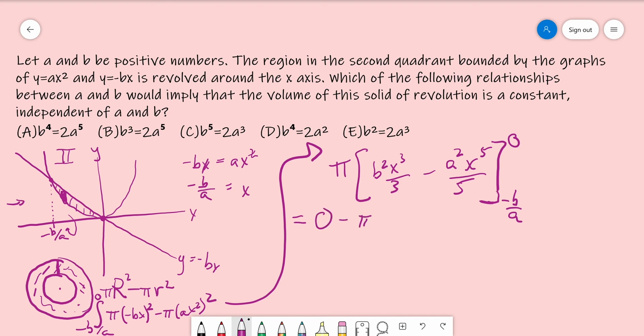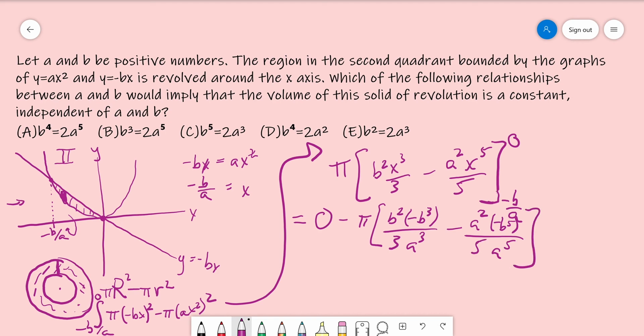And then we're subtracting pi times. If we plug in negative b over a, we'll get b squared. Now, negative b over a cubed is going to be negative b cubed over a cubed, and then we have that 3 there. And then if we subtract a squared, and then x to the 5th is going to be negative b to the 5th, all over a to the 5th, and we have that 5.